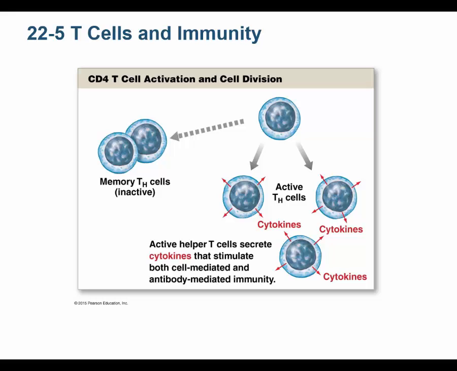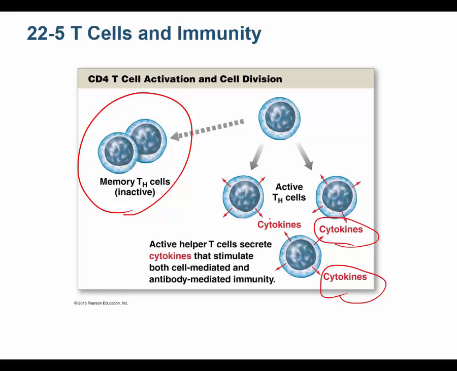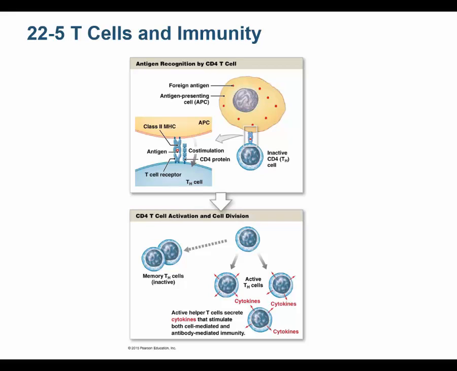And T helpers will go into a memory state. You'll have inactive memory T helpers, so they're going to act quicker next time that foreign antigen comes into your body. And they secrete cytokines, interleukins. And what these cytokines do is they activate B cells and or T cytotoxics. All right. More of the story coming up.